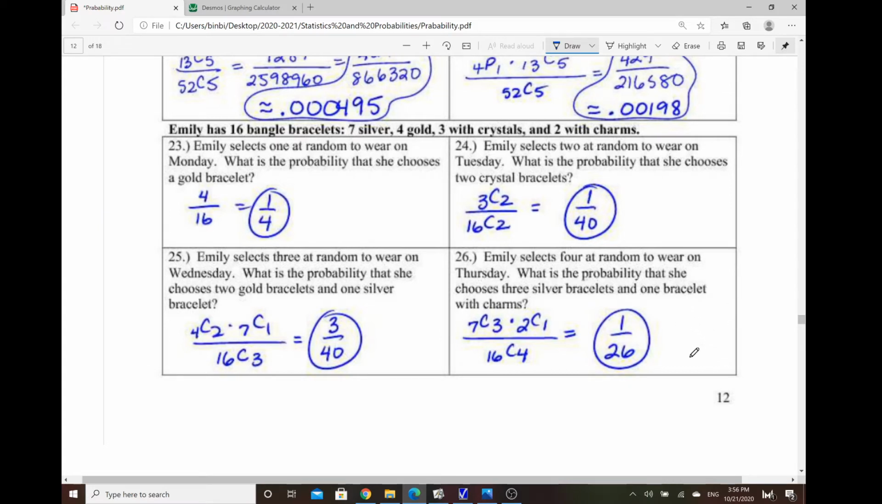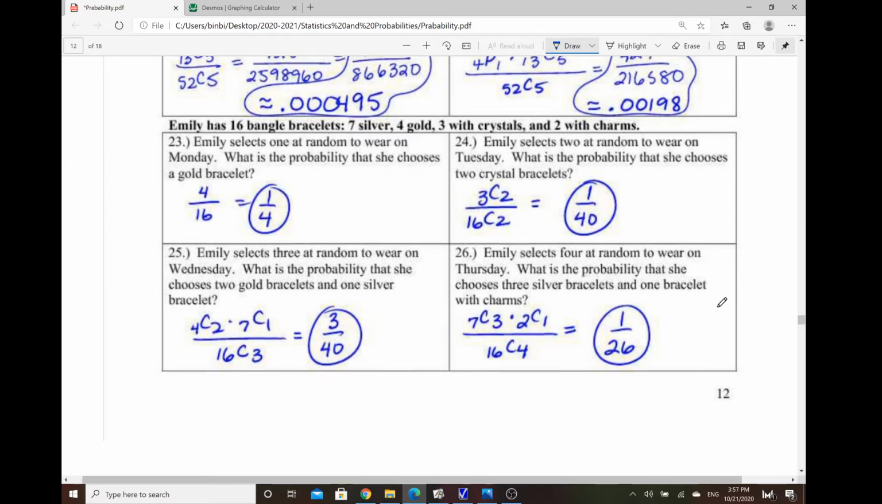So it's all about the conditional probability. Here's another one. Emily selects 4 at random to wear on Thursday. What's the probability that she chooses 3 silver bracelets and 1 bracelet with a charm? So 7 choose 3 times 2 choose 1 over 16 choose 4. So it's 1 over 26.